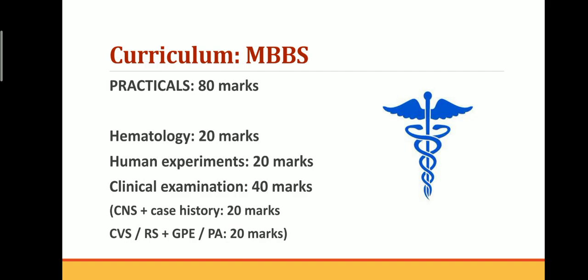In hematology, you will have RBC count, WBC count, and differential count as the major experiment, and estimation of hemoglobin, blood grouping, RH typing, determination of bleeding time and clotting time will be minor experiments. As far as human experiments are concerned, you will have one major human experiment, and it will be associated with a graph or a chart or a case discussion. So this is all about the MBBS curriculum with respect to practical physiology.